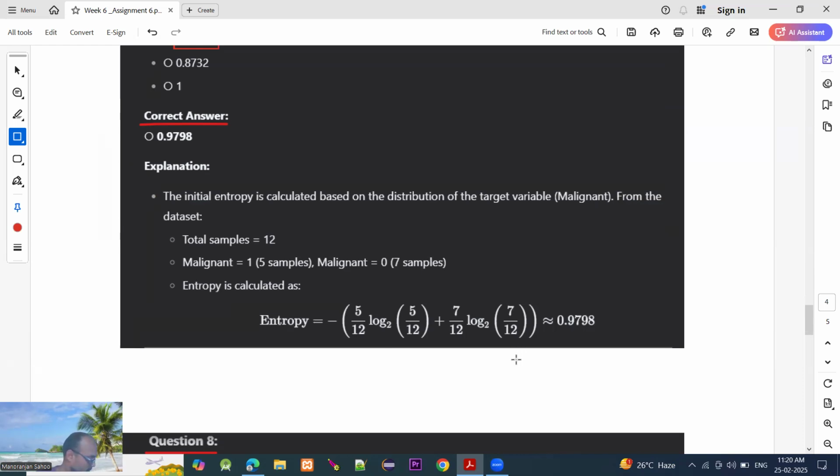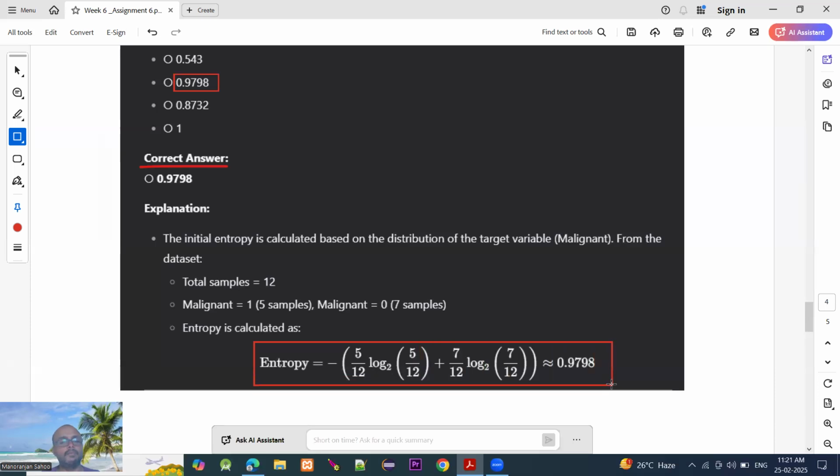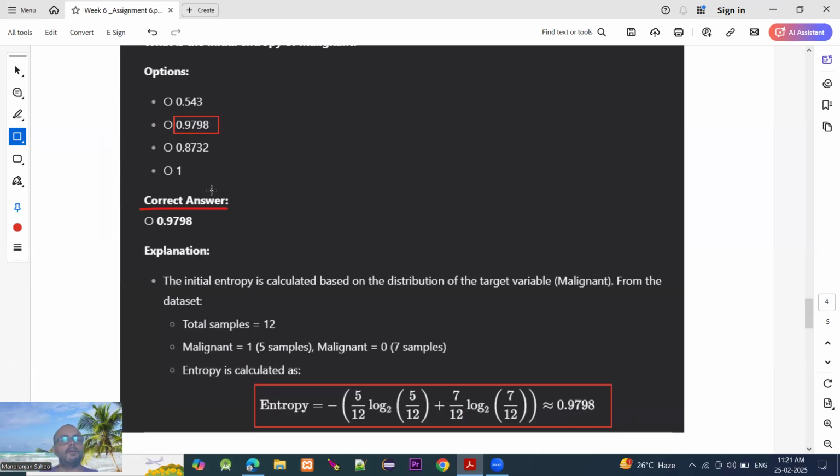Then if you calculate, it is approximately 0.9798. So entropy is calculated at 0.9798. This is the formula of the entropy. You have to remember this formula. So the final result will be this one. So the correct answer will be option B.